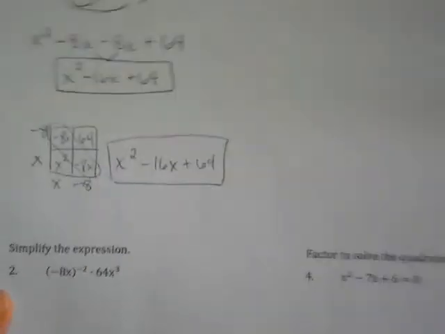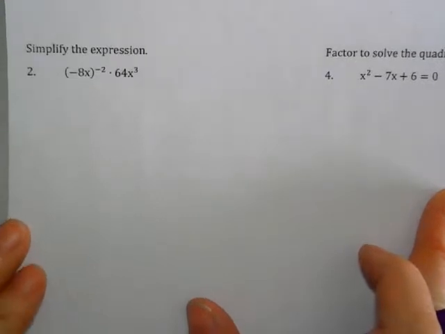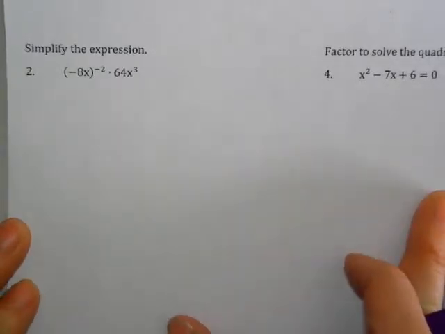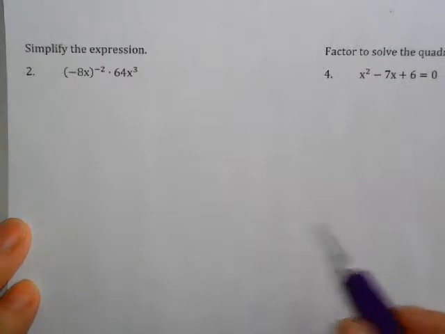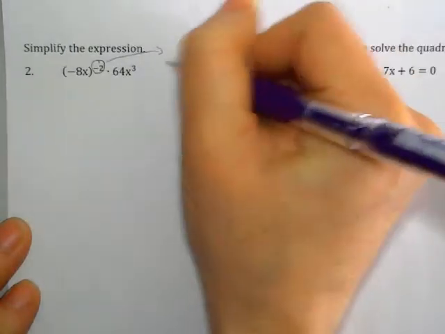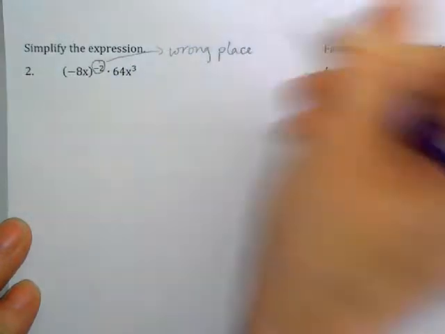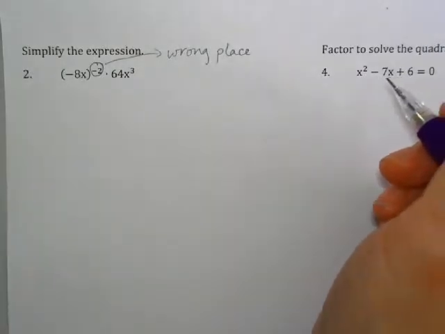Down to number 2. This is where a lot of people struggled. This is one of the standards a lot of people need to fix, those negative exponents and exponent laws in general. So anytime we see a negative exponent, that tells us it's in the wrong place. To simplify an exponential, we have to get rid of any negative exponents. So do you guys remember how to do that?